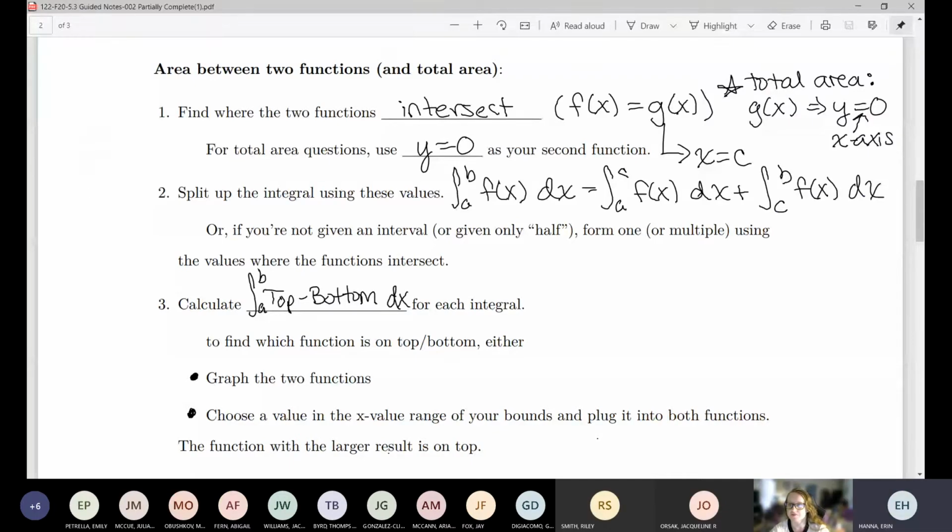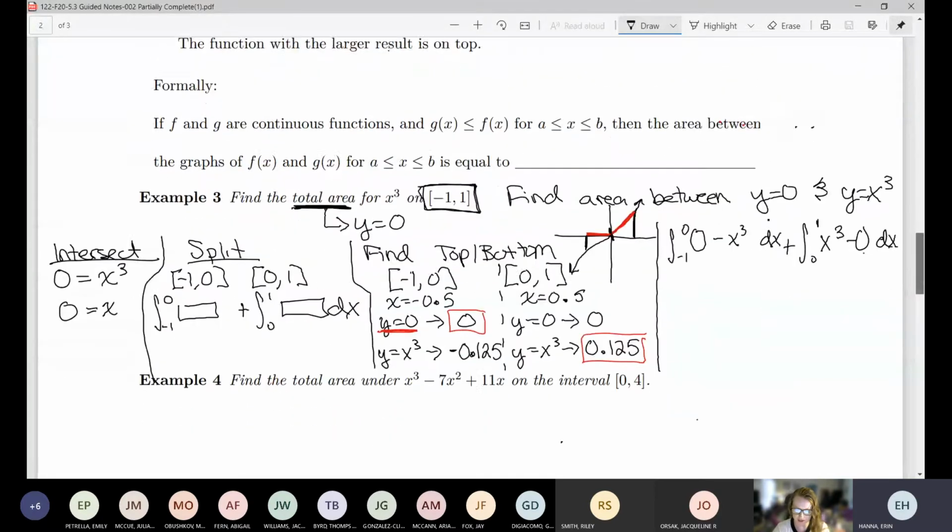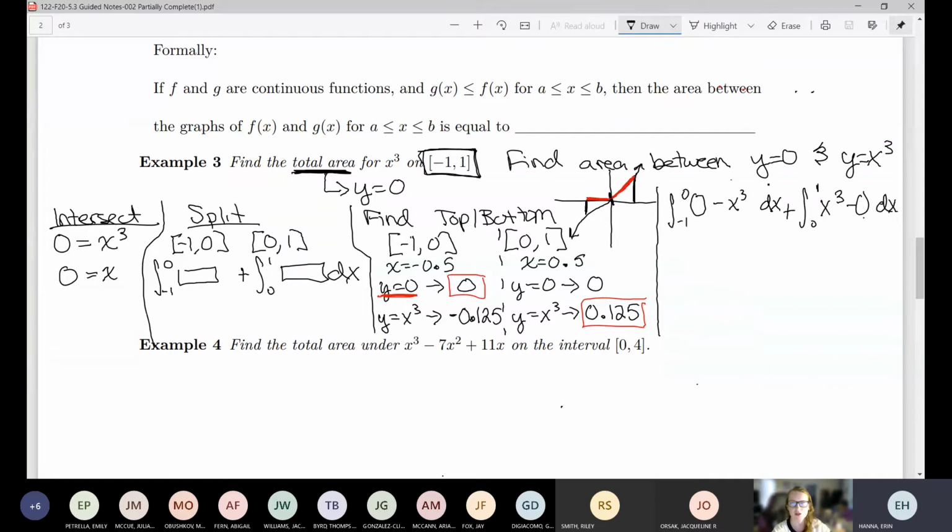All right, so remember 5.3, we're talking about essentially area between two functions, and sometimes we can specifically be asking for the area between a function and the x-axis, and those are usually phrased in terms of the words total area. And so we did one example, we got to one example down here, which was the total area for x cubed. So let me just remind us of this process, and I didn't quite finish this exactly because we were running out of time, so I'll finish the answer.